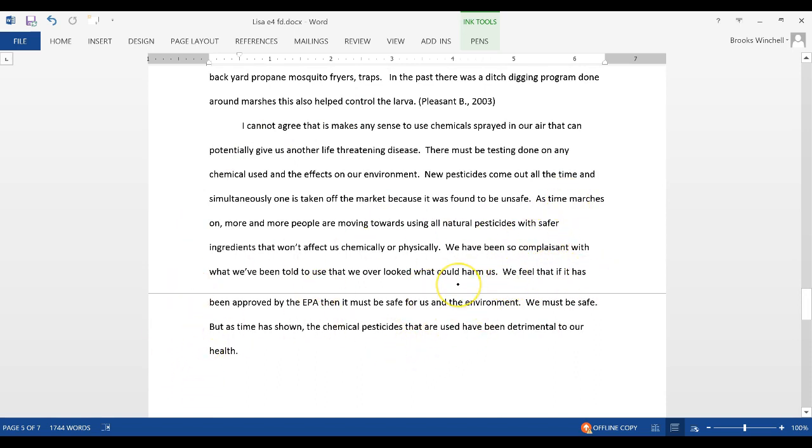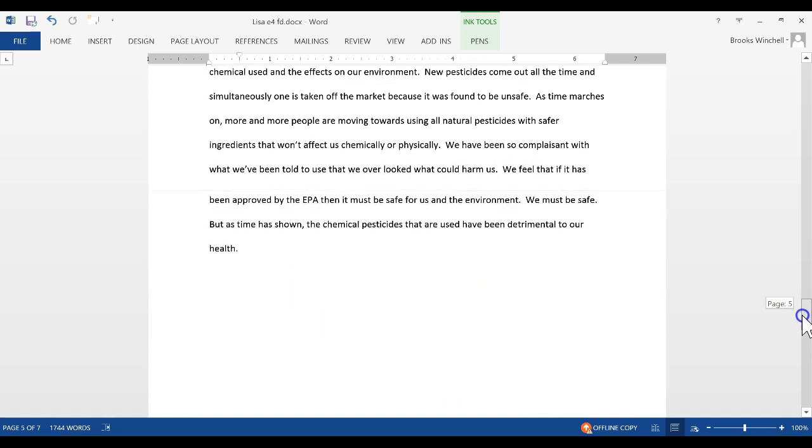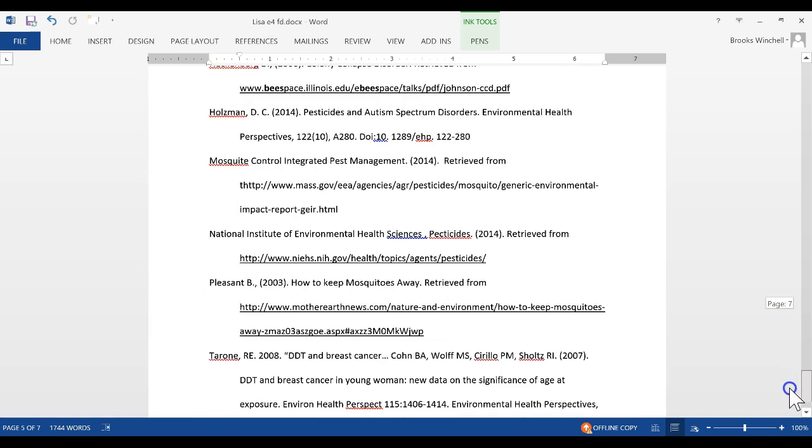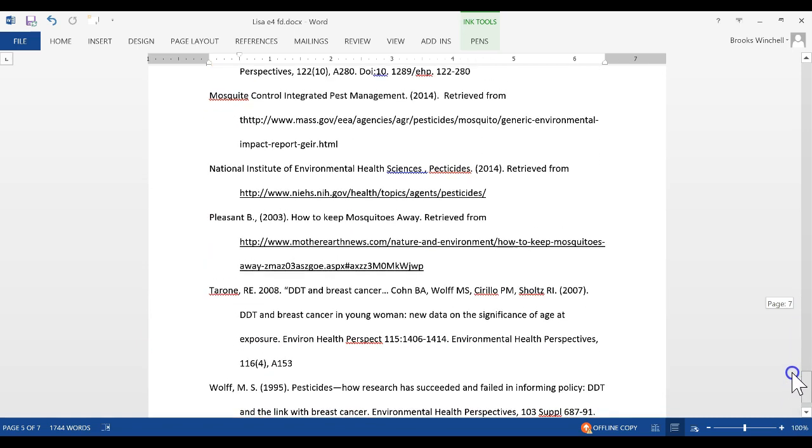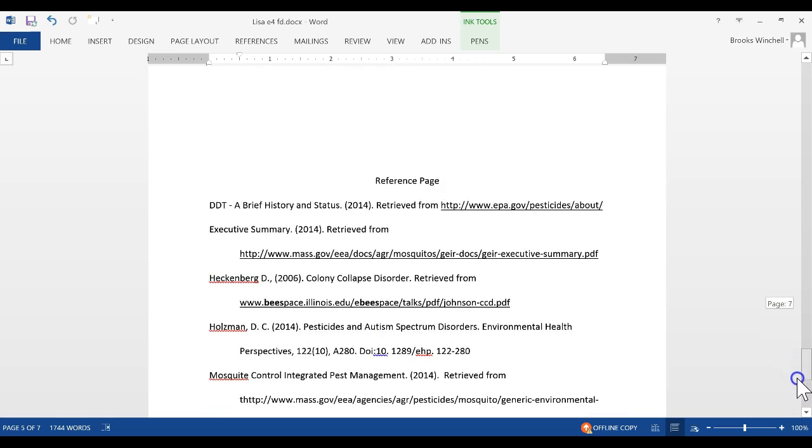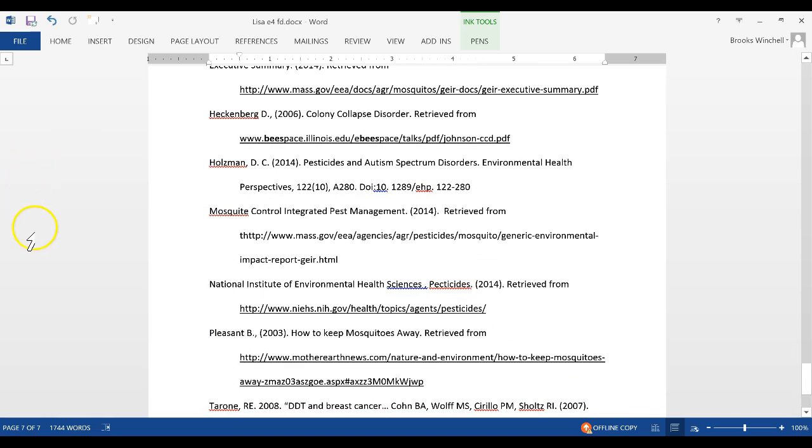We need to get the EPA on board banning pesticides more. And then she has her reference page. These are all her references. You can revisit that lesson on APA style if you forgot how to create references or use Citation Machine, but you want to create a reference for each source you use and then put them in alphabetical order and make sure to use this hanging indent here. So that's what a final paper should look like.